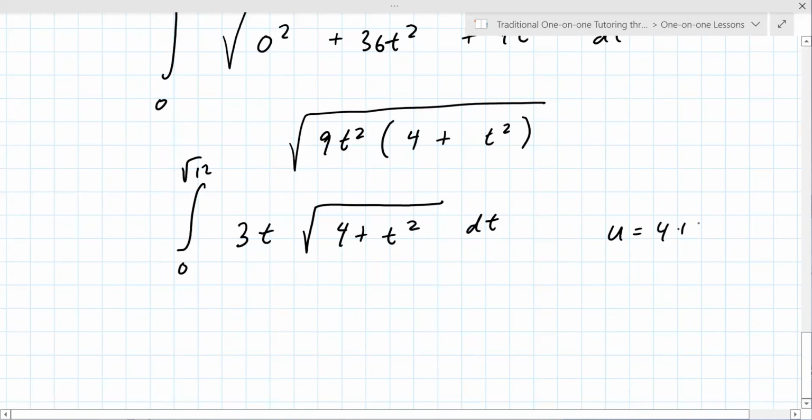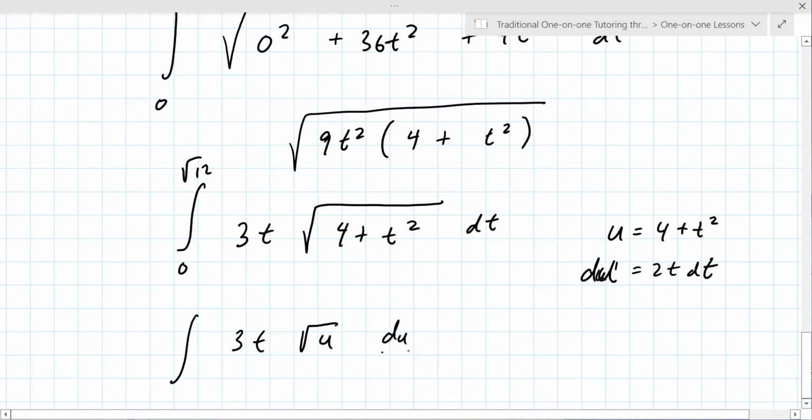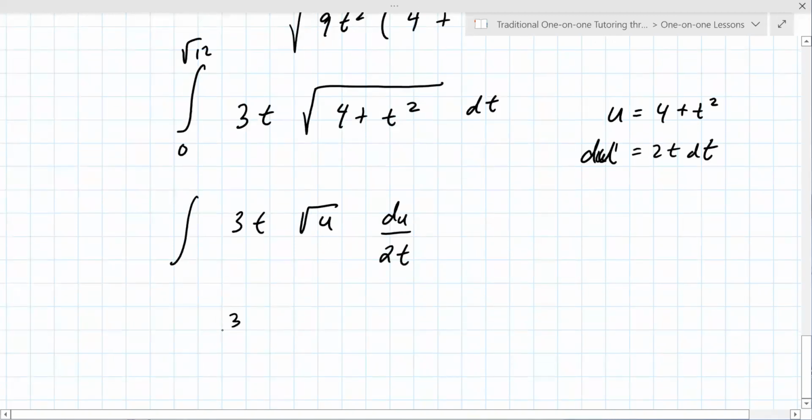You let u equal 4 plus t squared. And your u prime is 2t dt, or I guess let's do it this way: du equals 2t dt. We can change the bounds if we want, but it's 3t square root of u, and then dt is du over 2t. This is just a regular old u substitution. Right. So it becomes 3/2 square root of u du. And then we can integrate this. It's really u to the 1/2 power. Let me write that. That will help here.